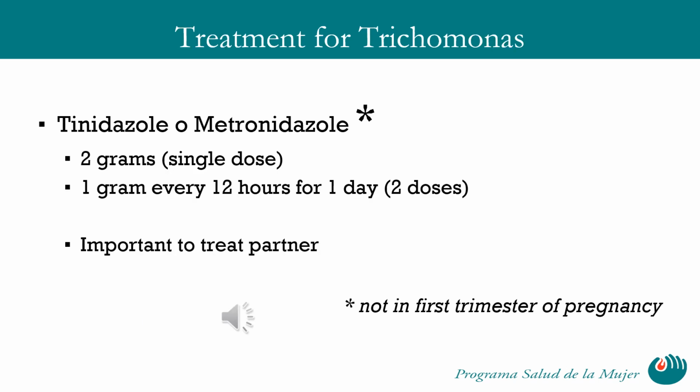In Guatemala, the treatment of trichomonas is either tinidazole or metronidazole. The treatment regimen can be a single dose of 2 grams of either medication or 1 gram taken every 12 hours for 1 day, totaling 2 doses. Metronidazole is contraindicated in the first trimester of pregnancy due to potential risk. An important aspect of managing trichomonas is the simultaneous treatment of sexual partners to prevent reinfection.